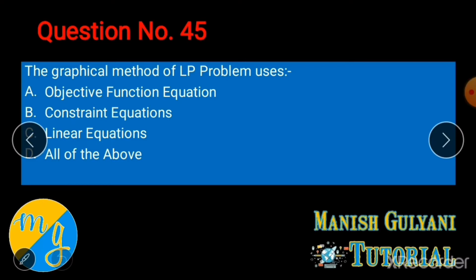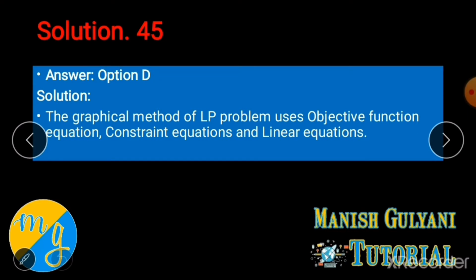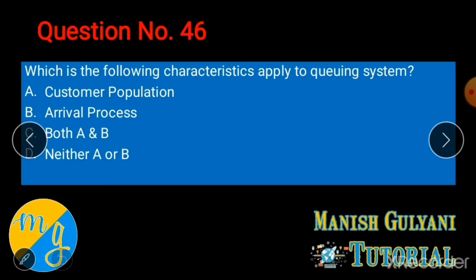The graphical method of LP uses objective function, constraint function, linear equations, or all of them. The graphical method of LP uses all things: your objective function, constraints, and linear equation. So the answer is all of the above. So the main objective, the graphic method of LP uses all things, objective function, constraint, equation. So the answer is D.